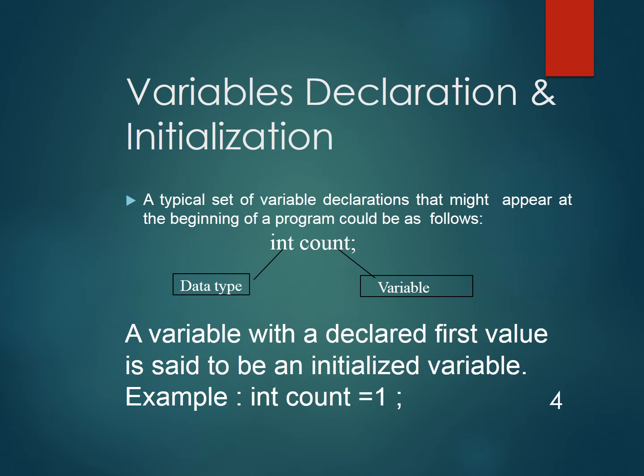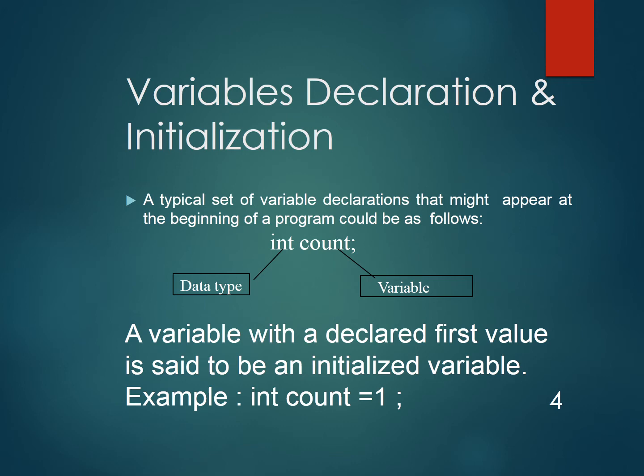A variable with a declared first value is said to be an initialized variable. Example, int count is equal to 1. Whatever first value we assign to the variable just after the declaration is the initial value, and this statement is known as the initialization statement of the variable.